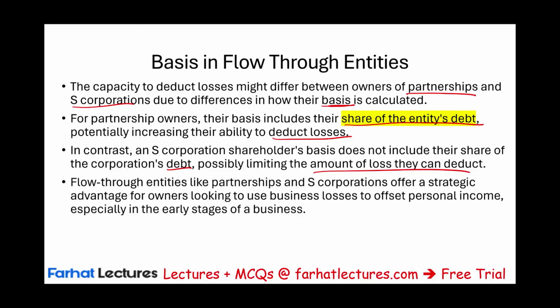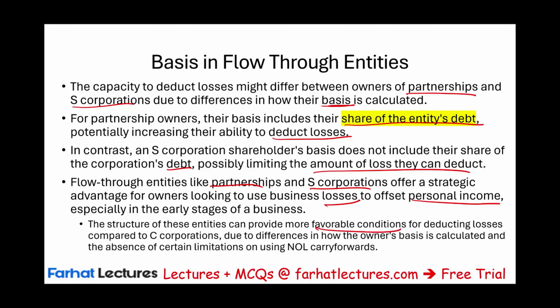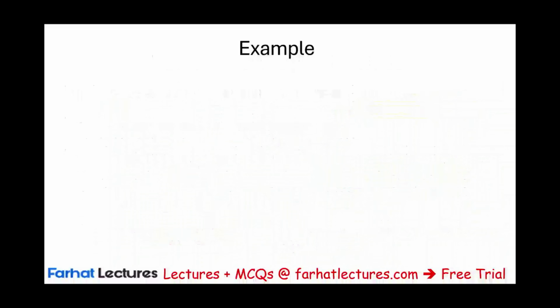So flow-through entities, partnership and S corporation, offer a strategic advantage to owners looking to use those losses to offset personal income, especially early on in the life of the business, because this structure can provide more favorable conditions. You can deduct the losses now. In comparison, if you're running as a C corporation, then the losses can only be offset against C corporation taxable income, and you are limited, and you have to carry it forward. We're assuming now the rules are only carried forward. Let's take a look at an example to see how these rules are applied.